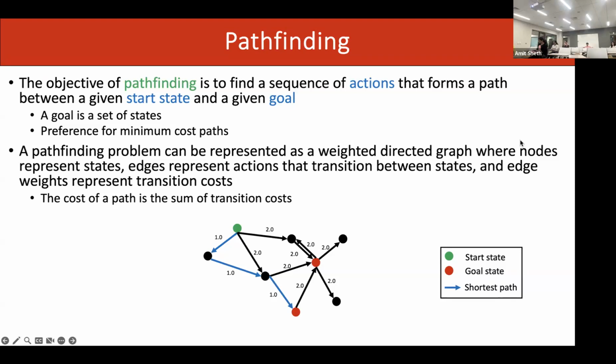So you can represent a pathfinding problem as a directed graph. And we can say the nodes here represent states in our state space. The edges represent actions, and the edge weights represent transition costs. And the goal is to find a path, but not just any path, preferably the shortest path. So for example, this here is the shortest path. It has a path cost of 3 from the start state to the goal state. So this is how we can represent pathfinding problems.